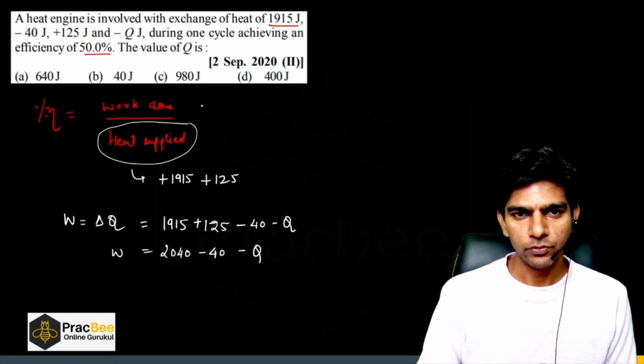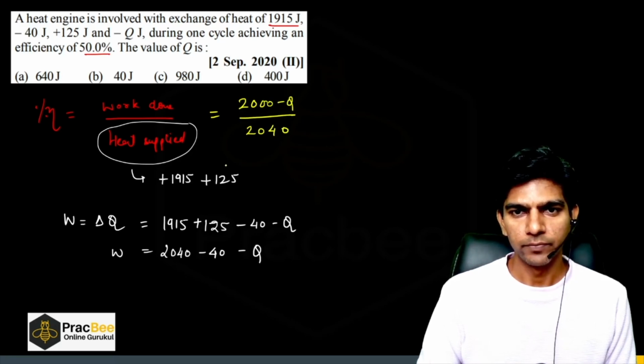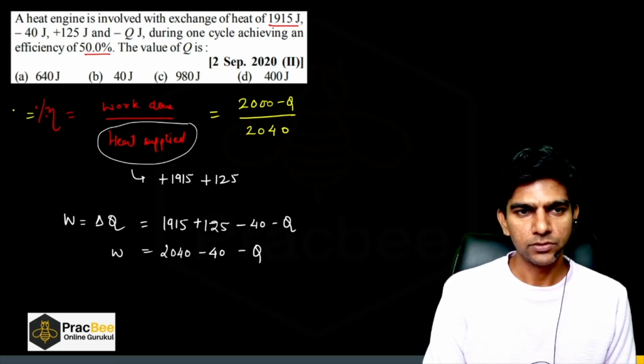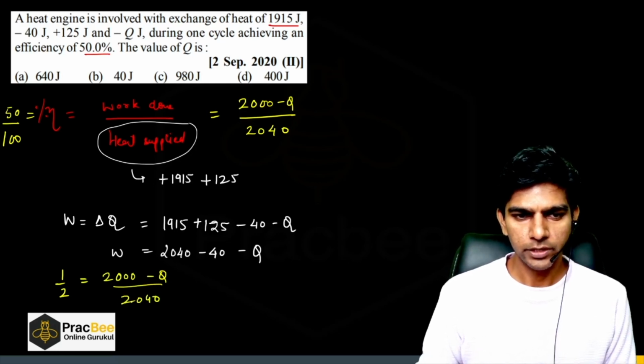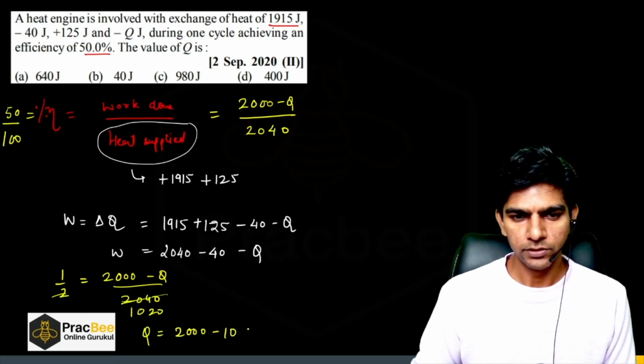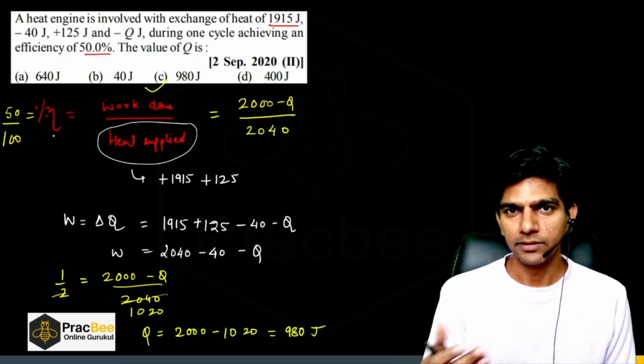So let us put this value in this formula. We will get (2000 minus Q) divided by 2040. And the efficiency is 50%, right? So we can say 50/100, so it will be 1/2 equals (2000 minus Q) divided by 2040. This will give us 1020. So Q will be 2000 minus 1020, which comes out to be 980 joules. So option C is the right answer.